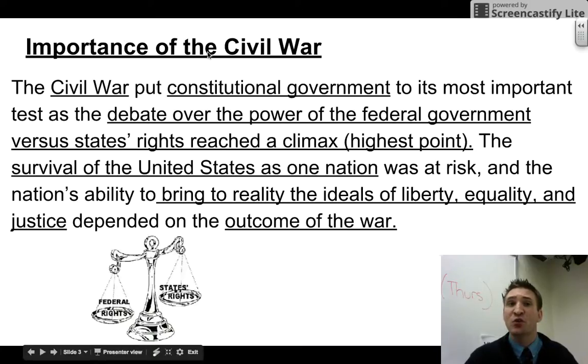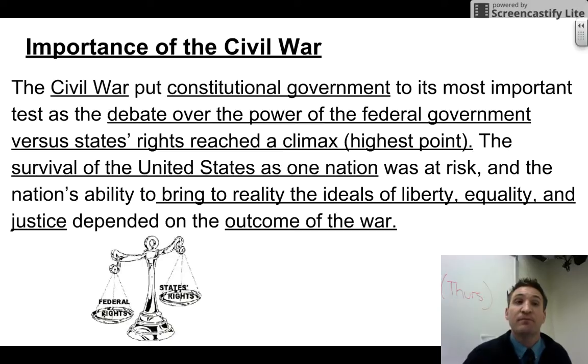The importance of the U.S. Civil War. The Civil War put constitutional government to its most important test as the debate over the power of the federal government versus states' rights reached a climax, meaning highest point. The survival of the United States as one nation was at risk, and the nation's ability to bring to reality the ideals of liberty, equality, and justice depended on the outcome of the war. This was the balance, federal rights versus states' rights.